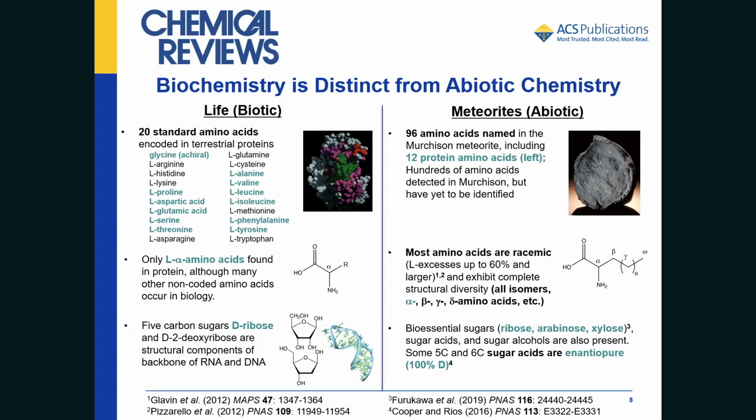And interestingly enough, recently, Furukawa reported in PNAS that several of the bioessential sugars, including ribose, arabinose, and xylose, are also found in meteorites, which is pretty cool. And then Cooper and Rios have done a lot of work on the sugar acids and sugar alcohols in meteorites. They're abundant. And interestingly enough, some of the 5-carbon and 6-carbon sugar acids are enantiopure, so 100% of the right-handed form, which is just amazing. I think there's still a lot of work to do to figure out how you can get that type of enrichment.